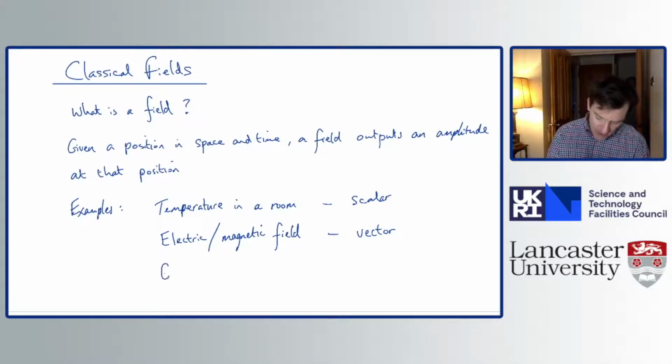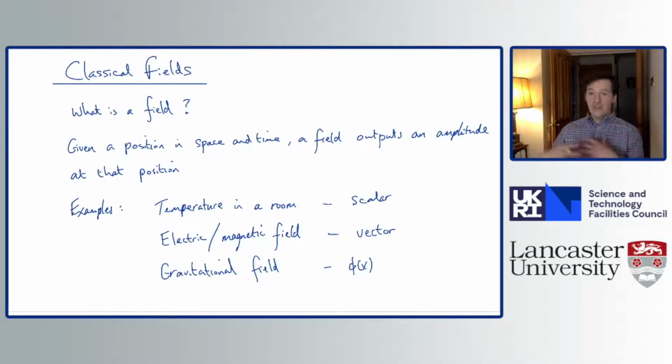And then there's a whole bunch of other examples you could think about. The gravitational field is another obvious example. It's interesting because you can think of it in a couple of ways. You could think about it in terms of the scalar potential phi, the gravitational potential at some point. Or if you're thinking about general relativity, you have a tensor object, the metric, which is now a tensor.